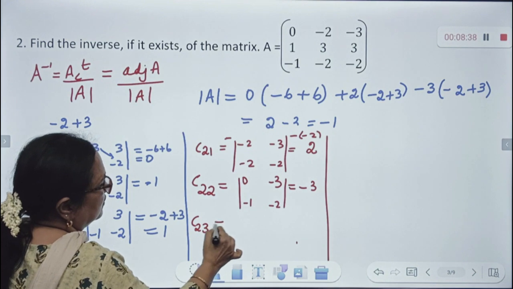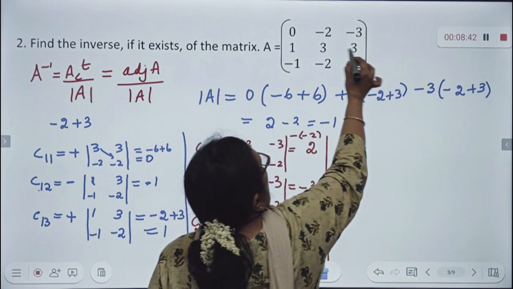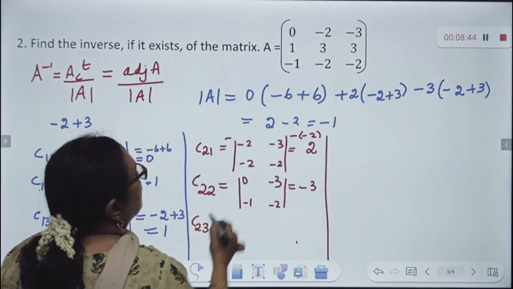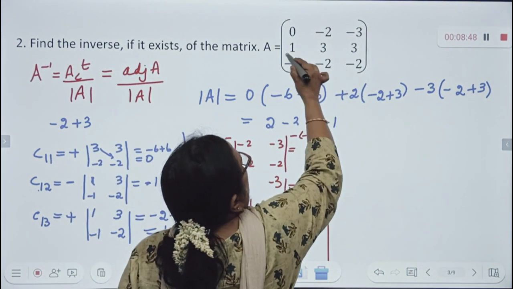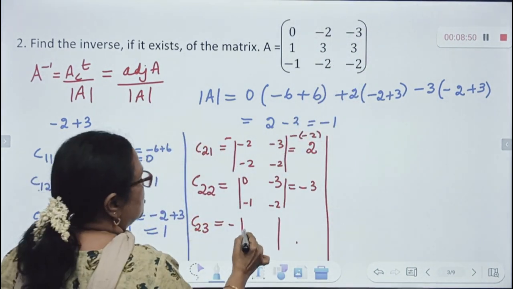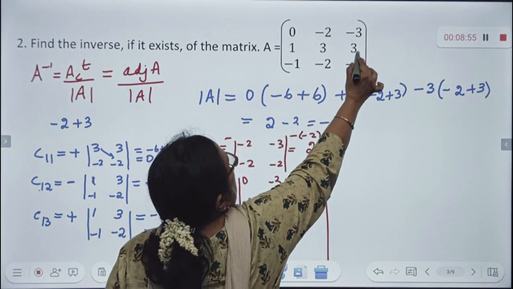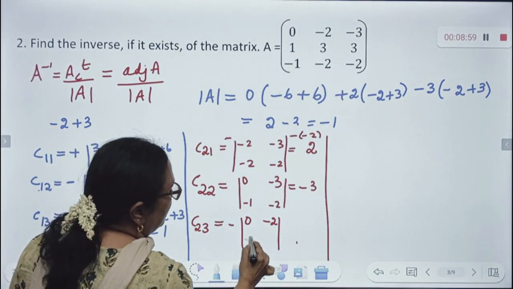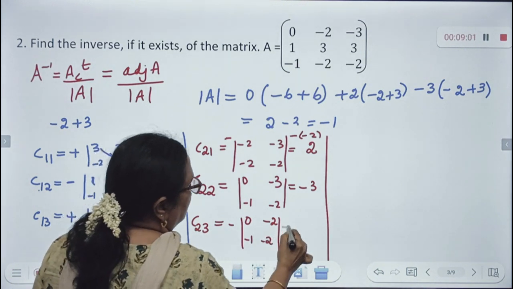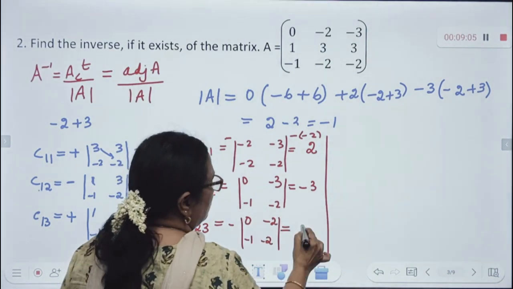C23 will be second row, third column. Leave out that column. So what will I get? Minus of this element. So leave that row and column. I have to leave out this row, so 0 and this column. So 0, minus 2, minus 1, minus 2. This will be 0, minus 2. Minus of minus 2 is plus 2.